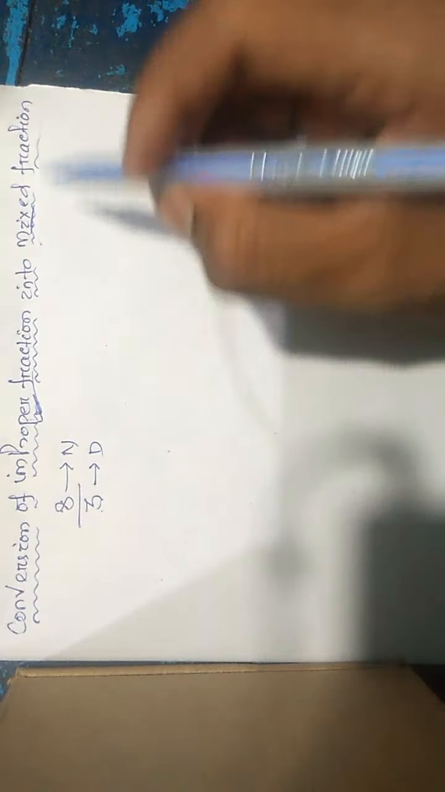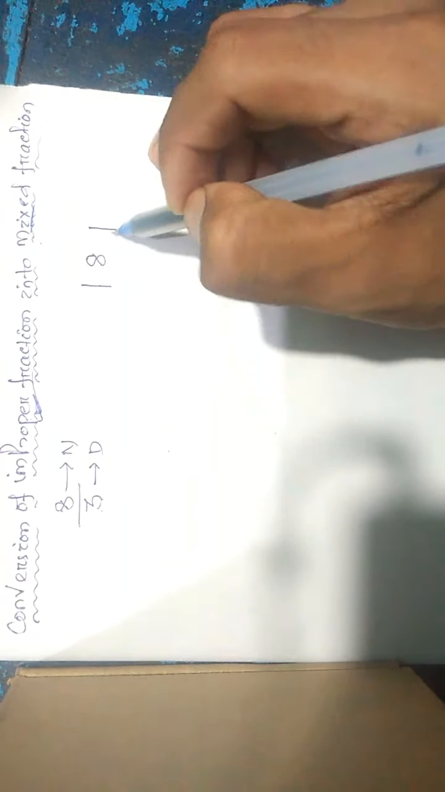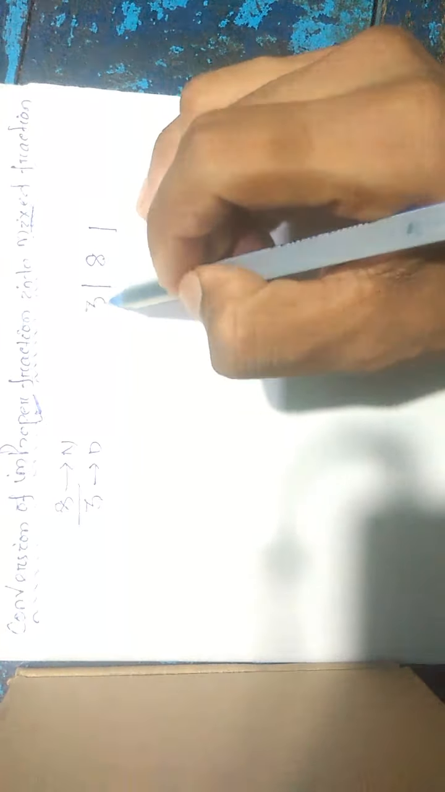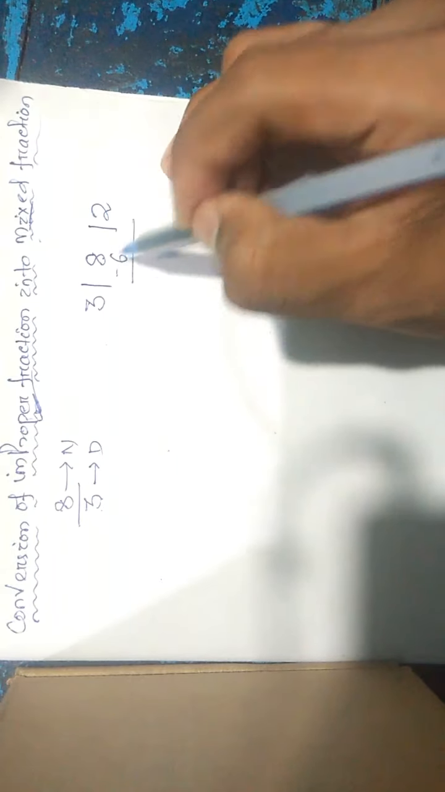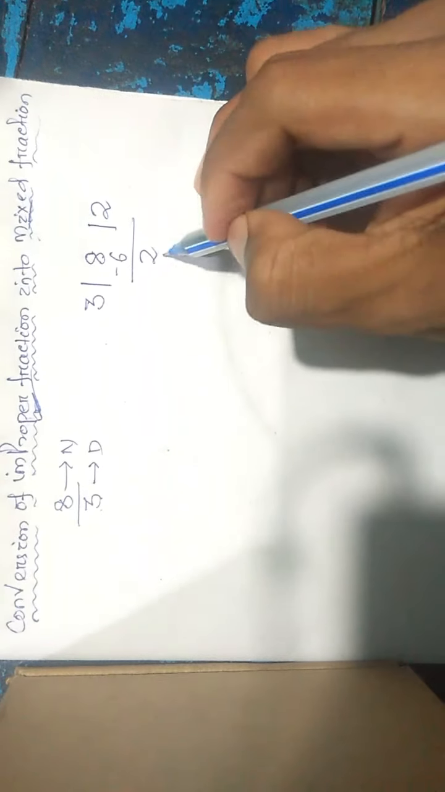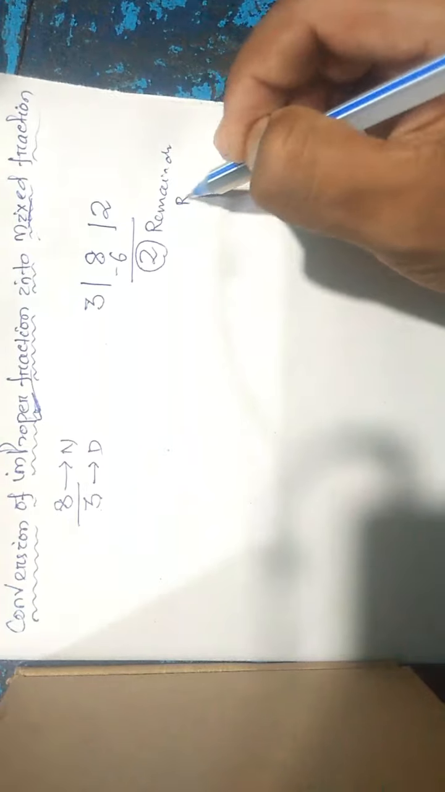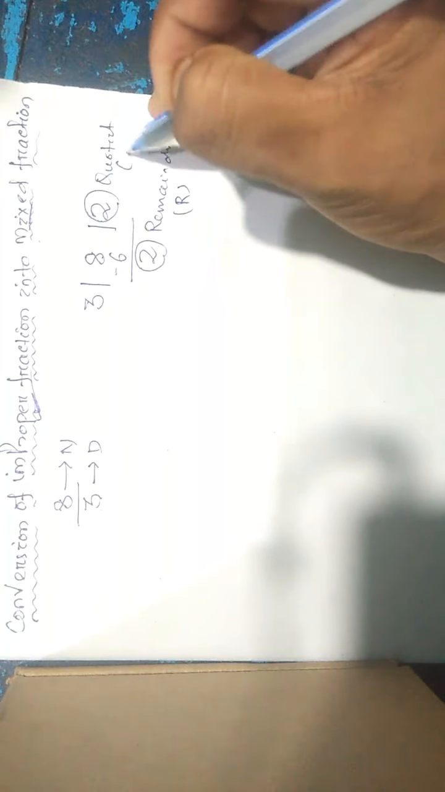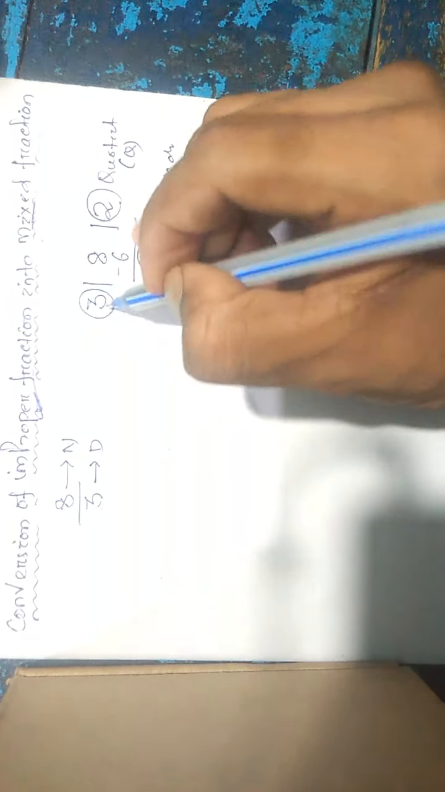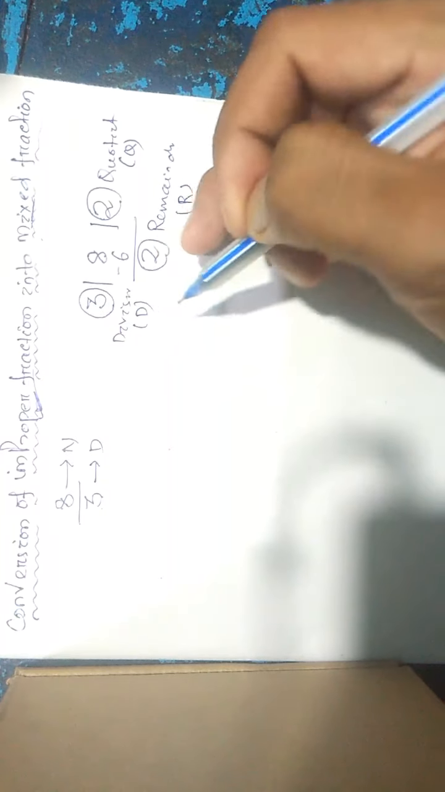How? You can convert it into a mixed fraction by simply dividing the numerator by the denominator. So 3 twos are 6, and the remainder is 2. This is the remainder part, known as R. This is the quotient part, known as Q. And this one is the divisor, known as D.